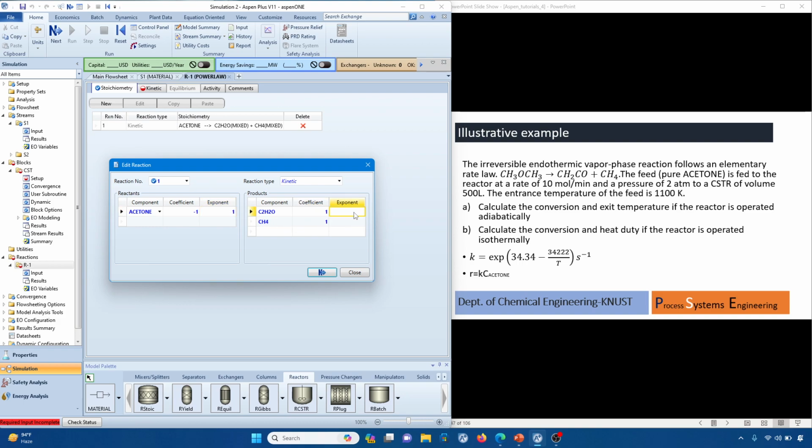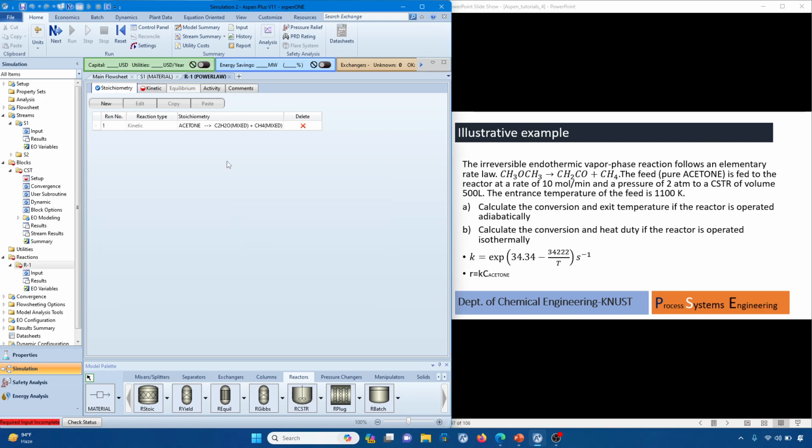Since we do not have the products there, the exponents are 0. If you also leave it blank, it will assume it's zero, and the reaction does not depend on that component. You could specify zero or leave it blank. It should work either way. That's how you add the reaction.